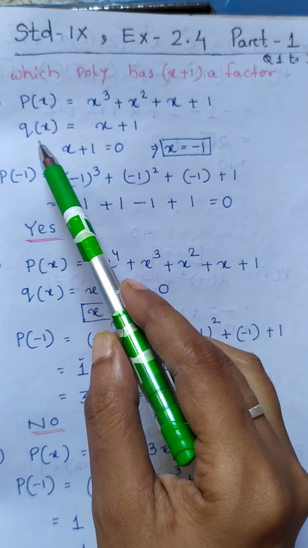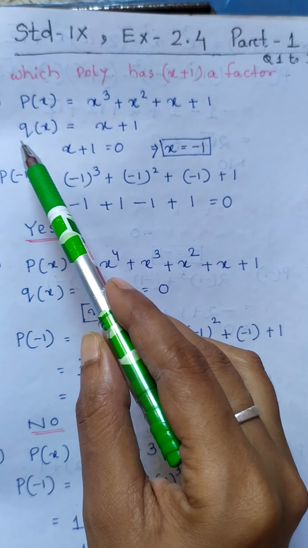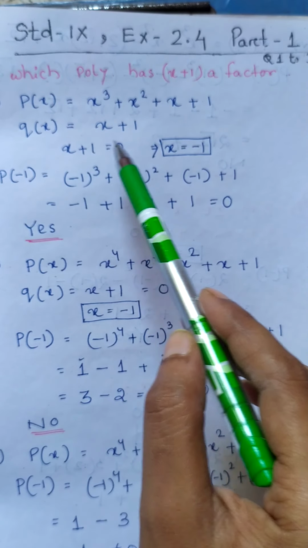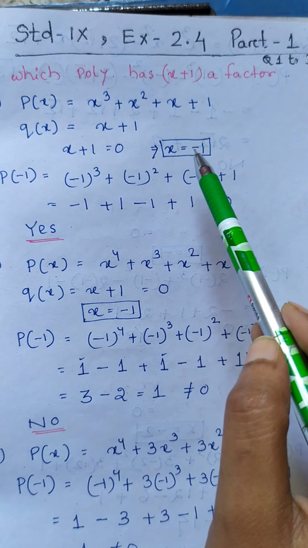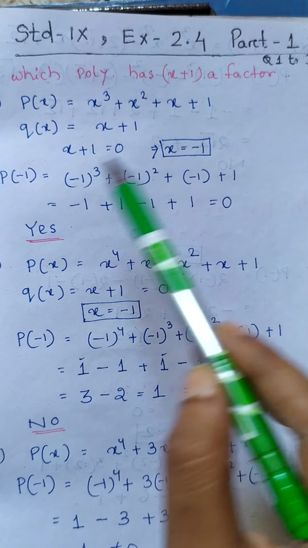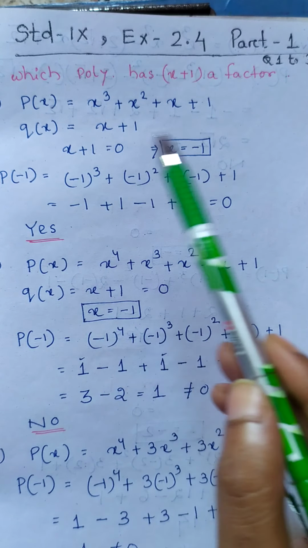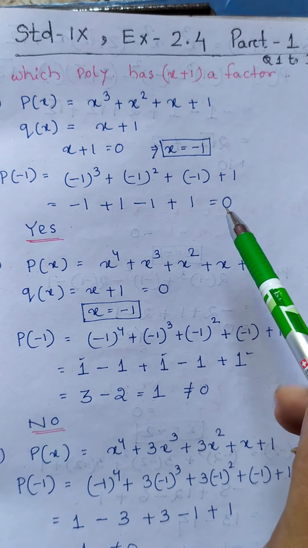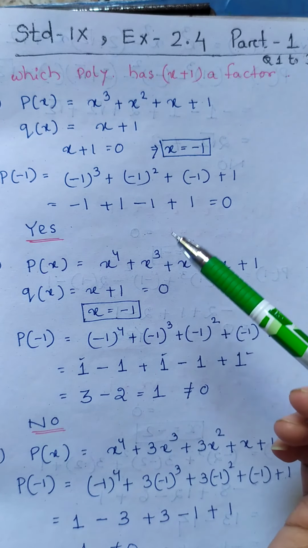So basically here we are going to use the remainder theorem. That means we make q of x equal to 0, and after solving this we will get the value of x. That particular value of x must be put in place of x in polynomial p of x, and if the value comes as 0, then yes, the given polynomial is a factor of this one.